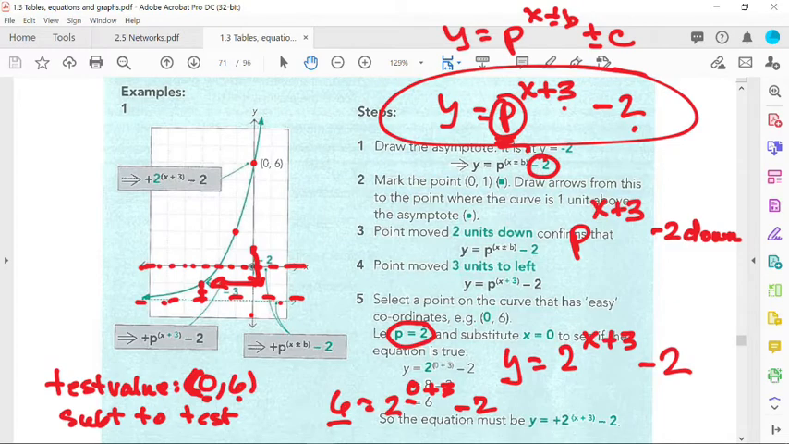Now let's do the math. So that gives us 6 equals 2 to the 0 plus 3, which is just 3, right? And what's 2 to the third? 8. Minus 2 gives us 6 equals what? Does it check? Yeah, 6 equals 6. So that means I know that 2 is the right base. If not, then I'd have to try 3.